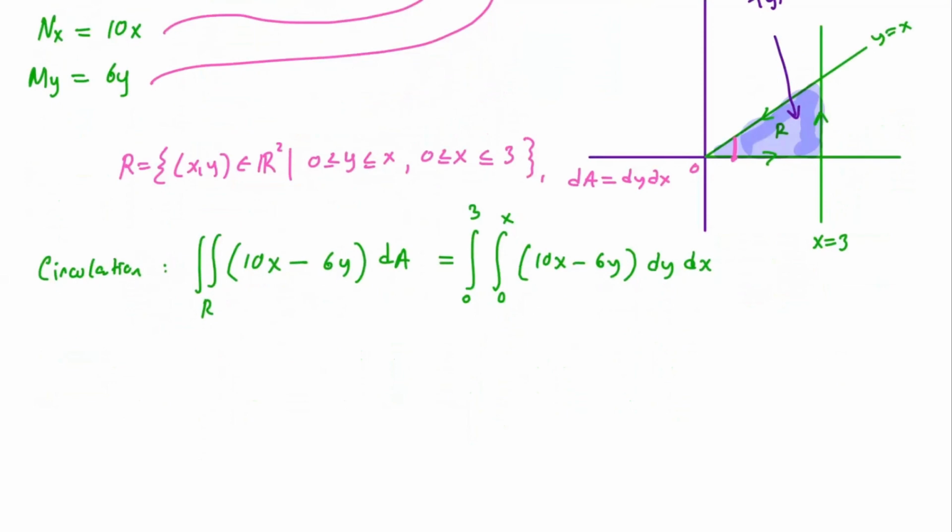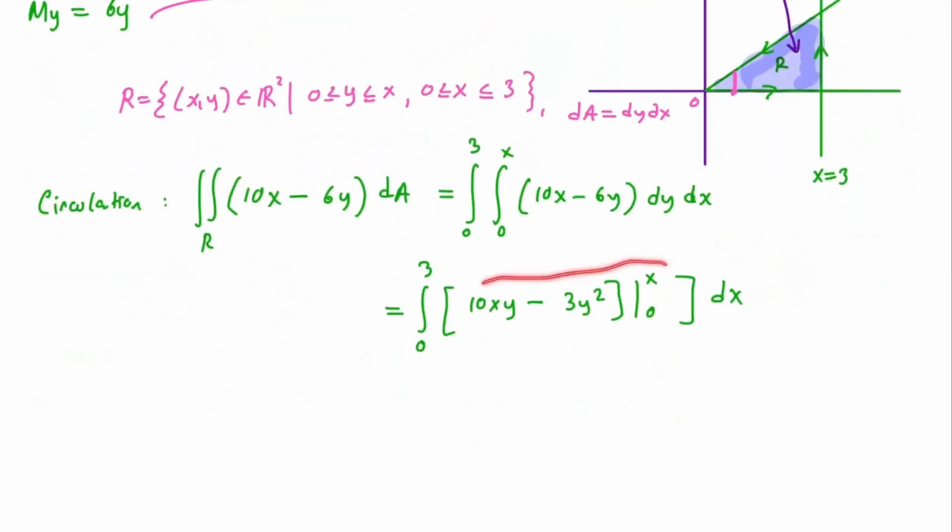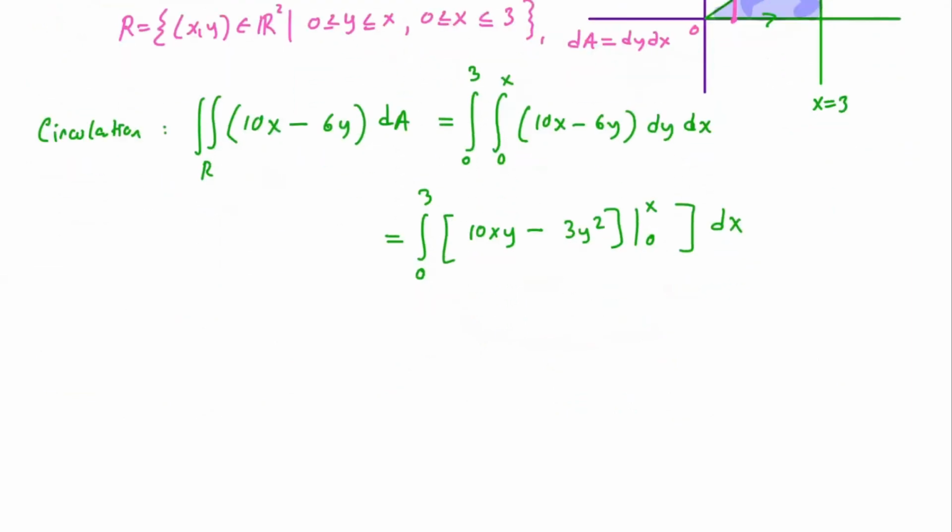All right, now let's continue on. First we're going to integrate with respect to y, so x is treated as a constant. Let's write down the outer integral from 0 to 3. We integrate 10x with respect to y, you get 10xy, minus, integrating 6y with respect to y, you get 6y squared over 2, so that'll be 3y squared. We're going to evaluate this from 0 to x. Then we're going to integrate with respect to x. Just focus right here: we're only evaluating this first, and then whatever we get, we integrate again with respect to x.